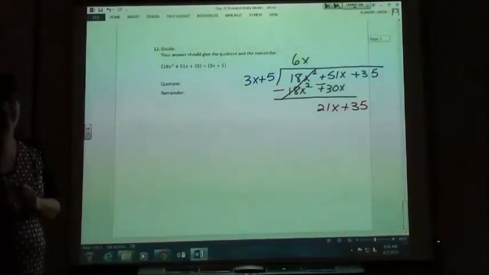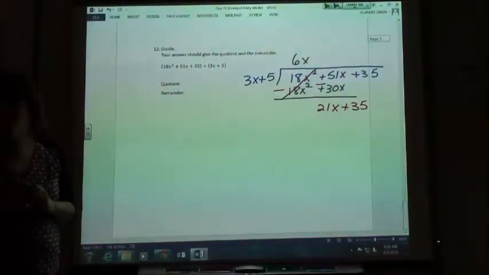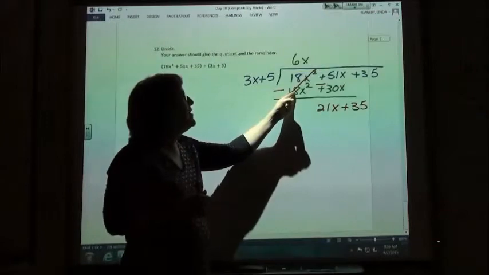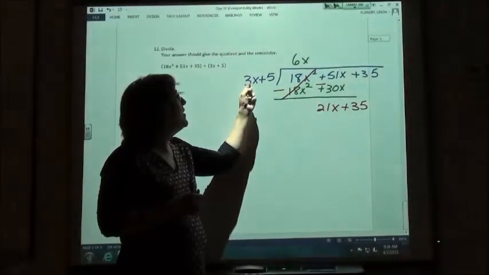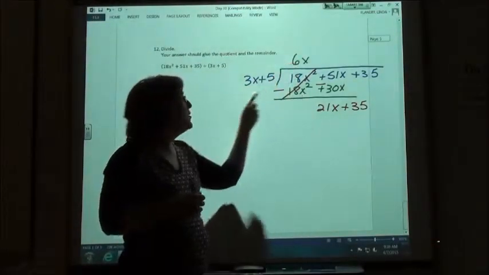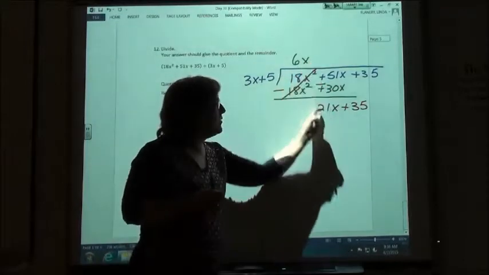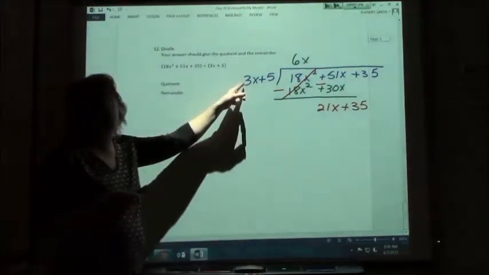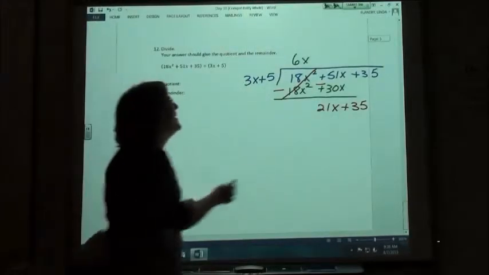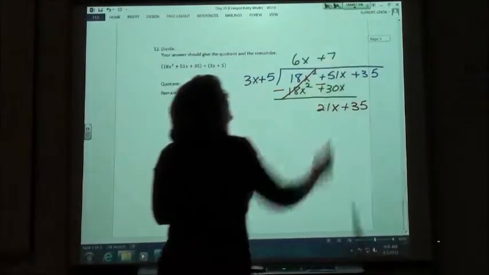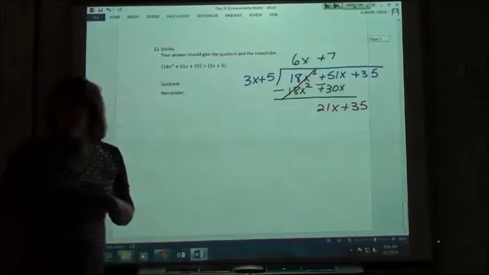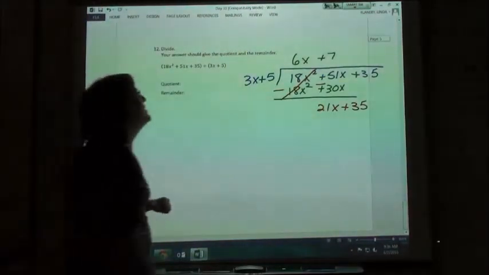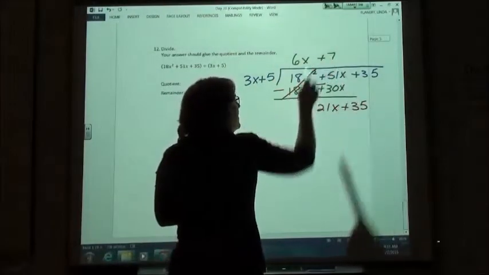What are you doing with those numbers up there? How do we get this one? We took this times this, right? So we need what times what gives me this? 5 times what makes 21? 3, 7. We need a plus 7 there, right? Because we're trying to match the front numbers. Plus 7. So 3x times 7 is 21x.